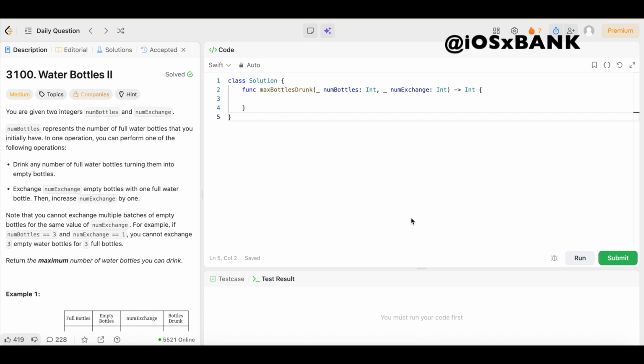All right, y'all, we're back again. Another day, another LeetCode problem where we're doing daily LeetCode problems. And today we have question number 3100, Water Bottles 2. The difficulty level is medium, but don't worry, because you already know we're going to keep the solution as simple and easy to understand as possible.